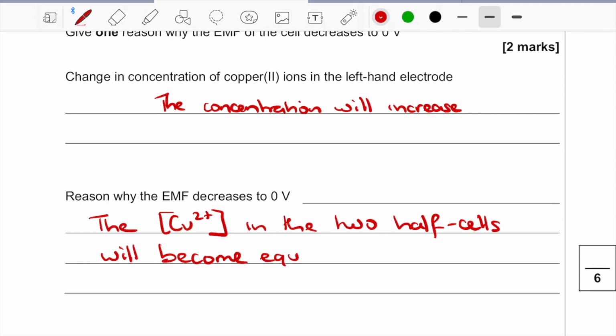So I think this was a good question in terms of just getting your head around the actual electrochemical cells and how changing conditions affects things. And I hope that was useful.